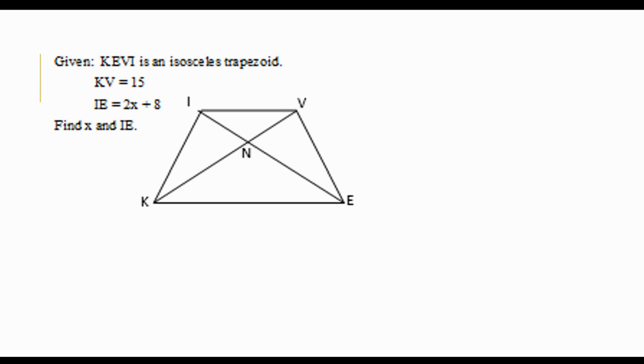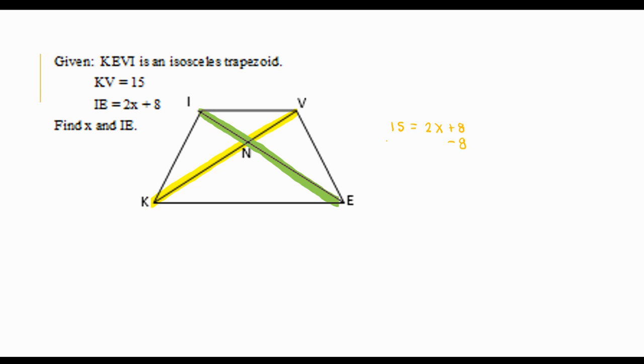All right, we're given an isosceles trapezoid, KEVI. If we notice, we are given that one of our diagonals, KV, is a length of 15. The other diagonal that's given, IE, is given to us as an expression. It's 2x plus 8. If you look at your checklist, you'll see that we are dealing with diagonals, and in an isosceles trapezoid, diagonals are congruent. So to solve for x, I get to set 15 equal to 2x plus 8.